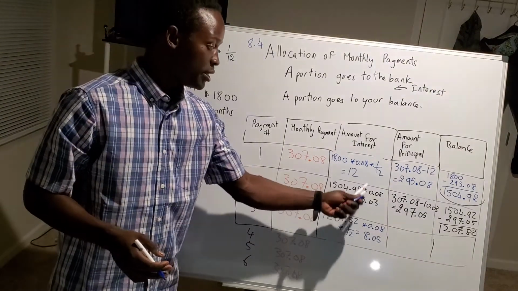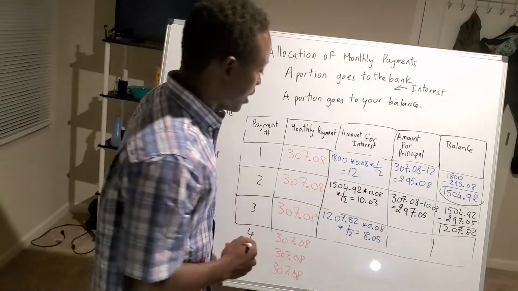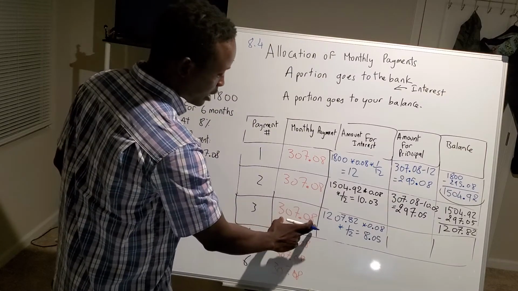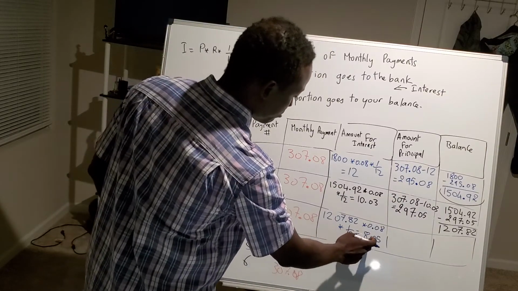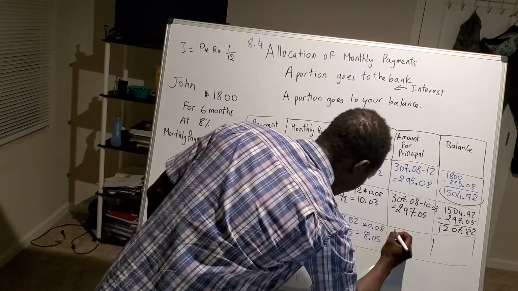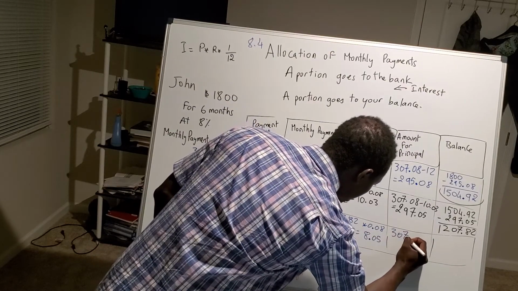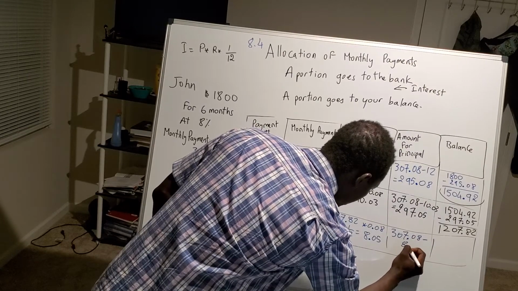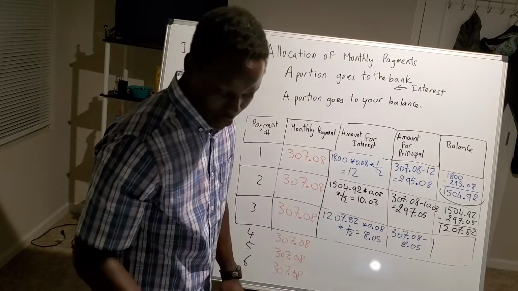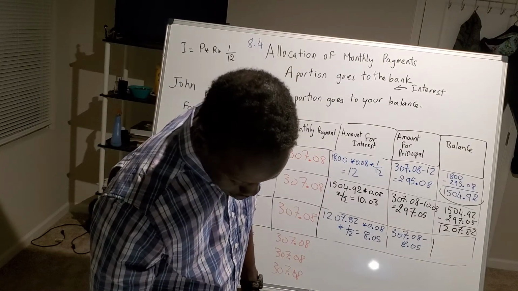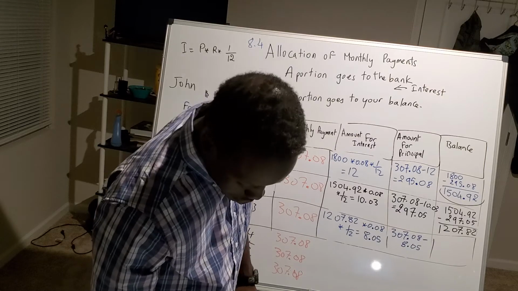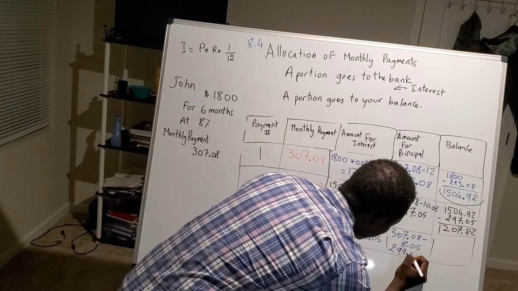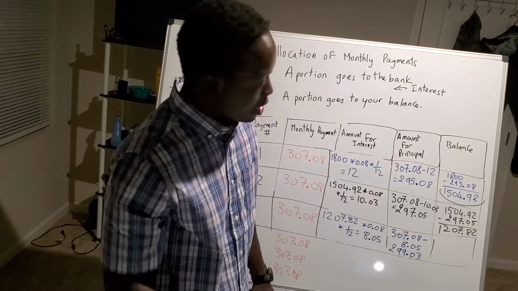So you're gonna knock down your interest for the bank. All right, so now what do I do next with this? Again, my monthly payment doesn't change. I gotta take this away for the bank. So 307.08 minus $8.05, right? So that's gonna give me $2.99, right? All right, now what do I do next?